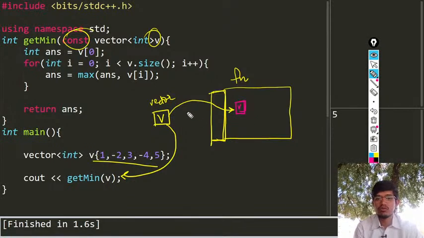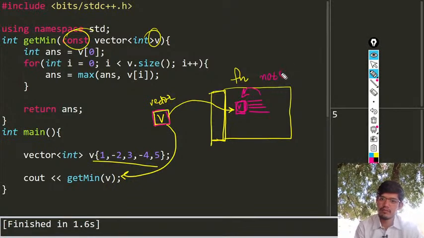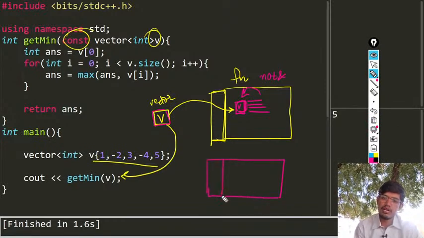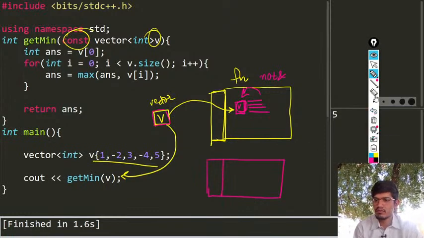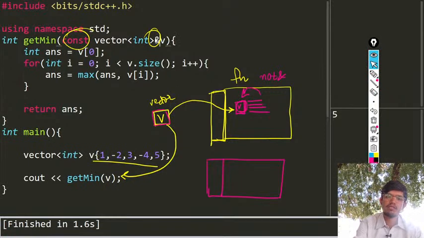So a new copy for the vector will be created and the program will execute on that. So any changes made to that will not reflect in our main vector whenever we are not using ampersand. But in case of ampersand, adding the ampersand here makes a lot of difference.